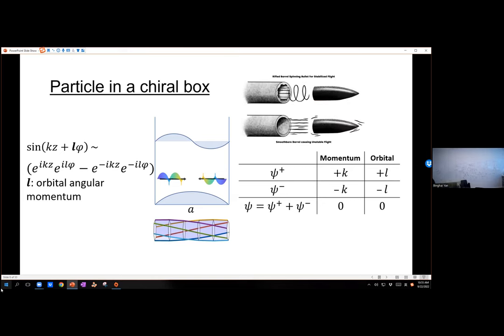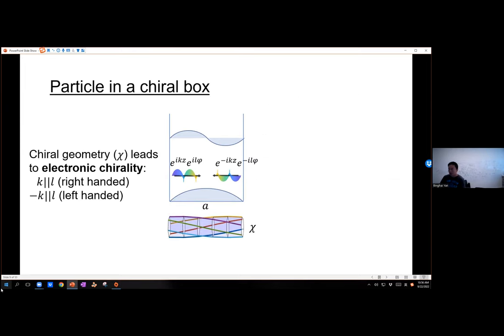A semi-classical picture we can think of is to mimic a chiral box as the rifling lines in a gun. When a bullet flies out of the gun, the bullet has a self-rotation, right? This self-rotation is exactly the same way the electron picks up the orbital angular momentum. So far, I'd like to make things a little clearer. I want to define an electronic chirality. The real space chirality is just the geometry, but let's define electronic chirality in this way: if momentum and orbital are parallel, like light, I call it right-handed. If they are anti-parallel, I call it left-handed.